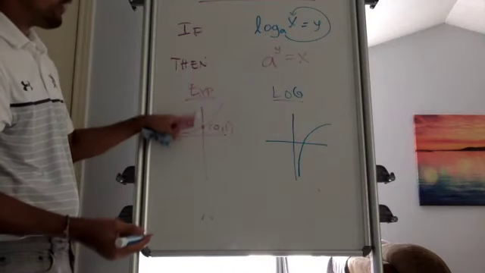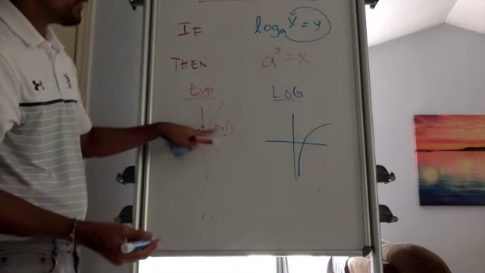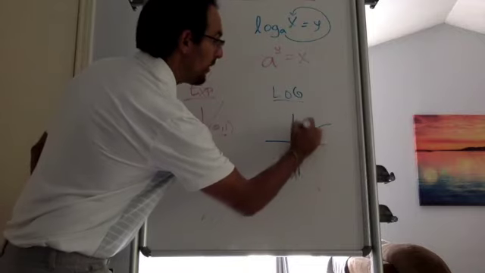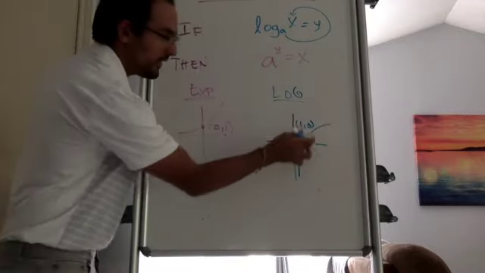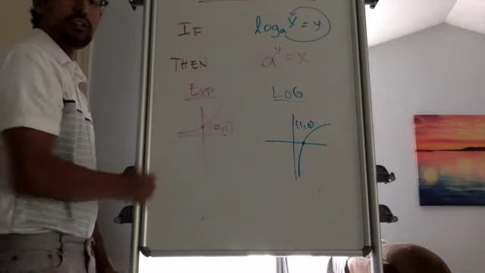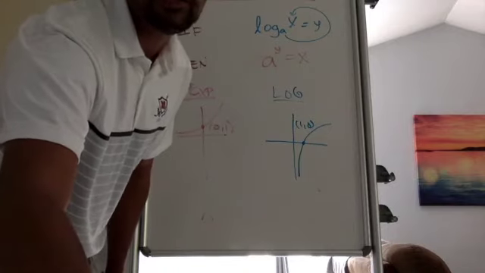And since the exponential function crosses the y-axis at 0, 1, that inverted point would be the point 1, 0. And instead of crossing the y-axis there, it crosses the x-axis here. So remember, that's the relationship between these two functions. Exponential and log are inverses of each other.